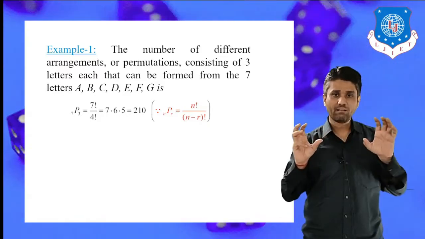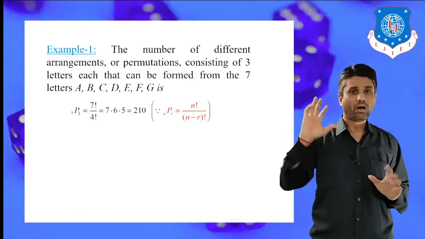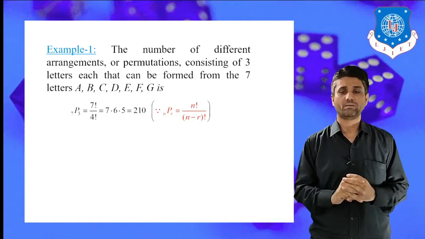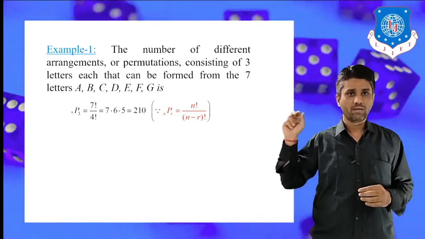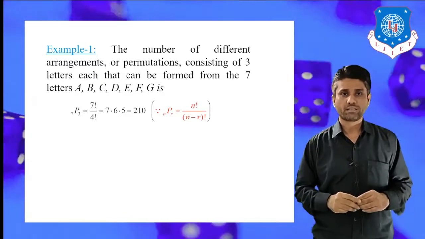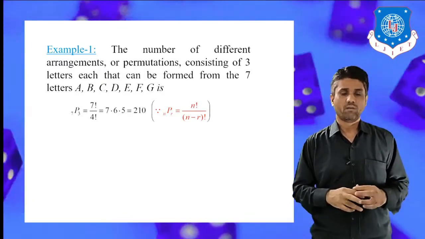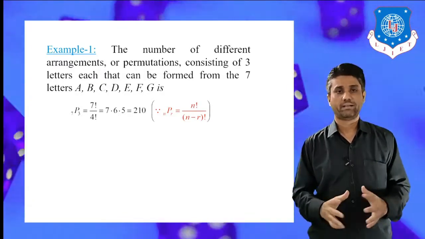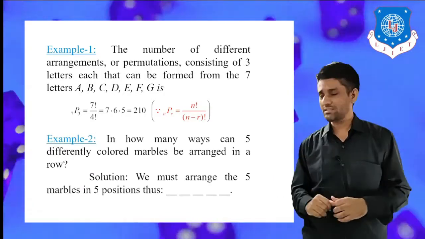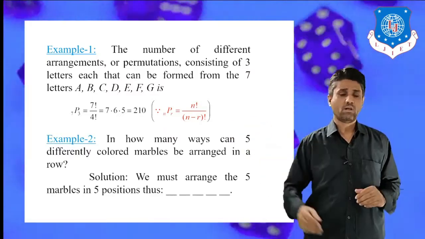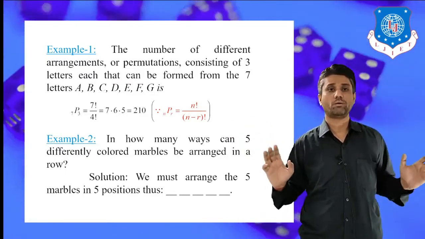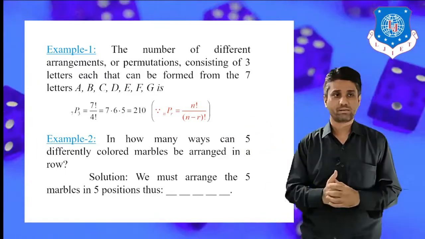So by plugging the values of n and r into the formula of permutation, we get 7P3. Using the mathematical concept, it becomes 7 into 6 into 5, and by solving that we get 210. So the first example tells that there are 7 letters, we have to draw 3 letters, so there are a total of 210 possibilities. Let's see the second example.